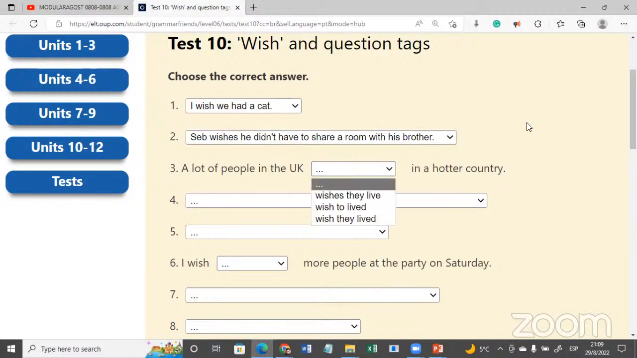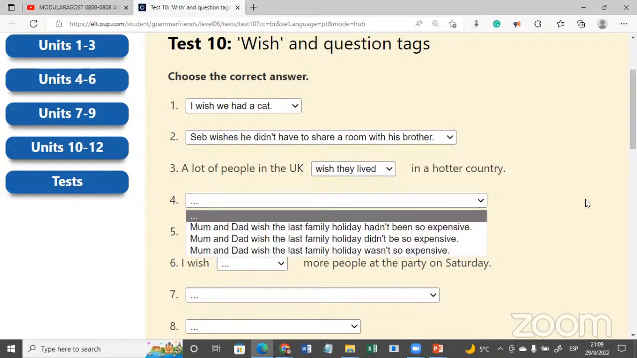A lot of people in the UK, what do you think it is there? Which they lived. Okay. Number 4. Let's try that.